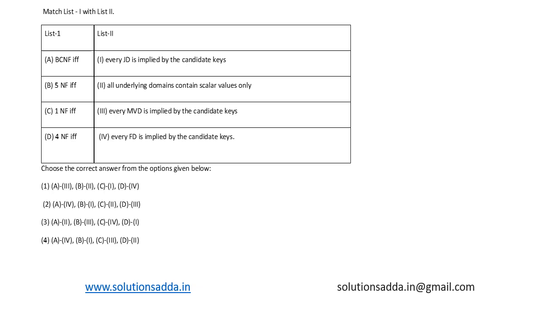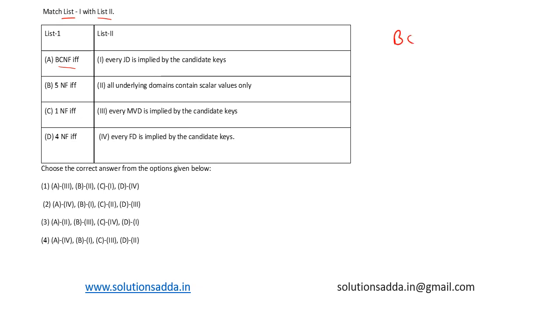This is a question from databases. We are asked to match list 1 with list 2, and 4 options are given. In list 1, first one, BCNF if and only if every joint dependency is implied by candidate key, all underlying domains contain scalar values, every multi-valued dependency is implied by candidate key, every functional dependency is implied by candidate key. Let's see which is the correct option.